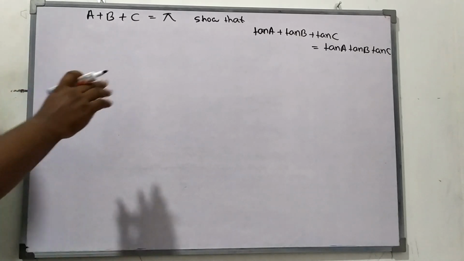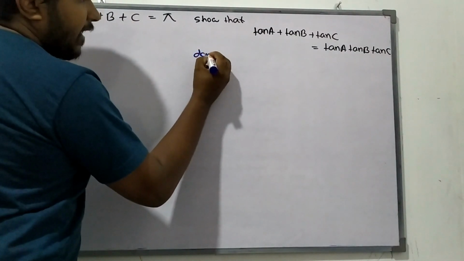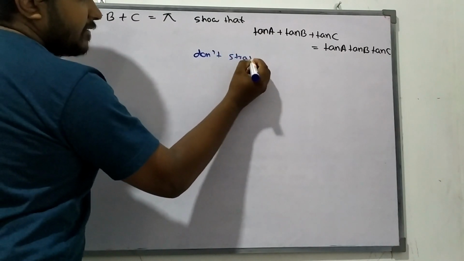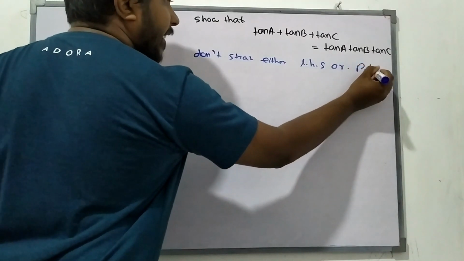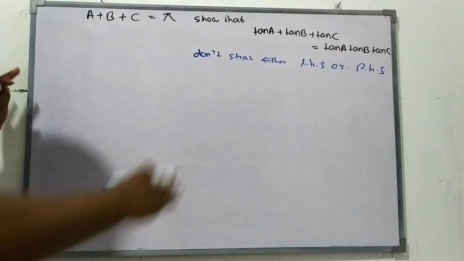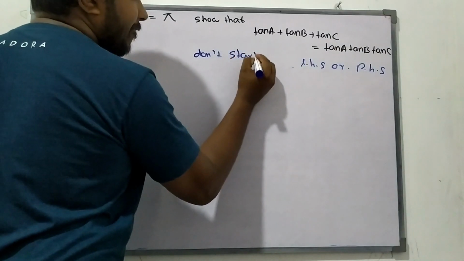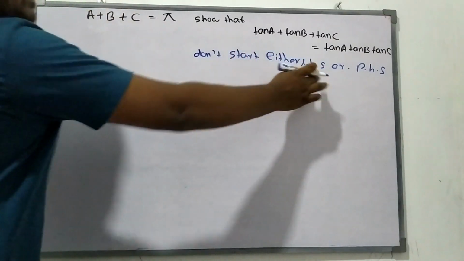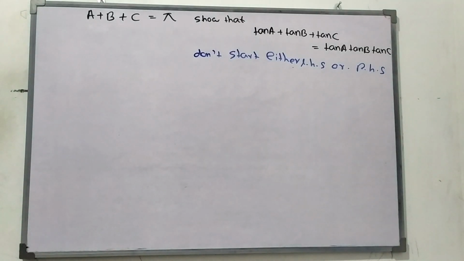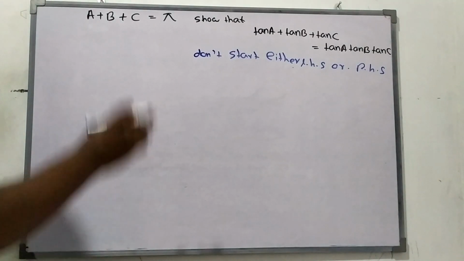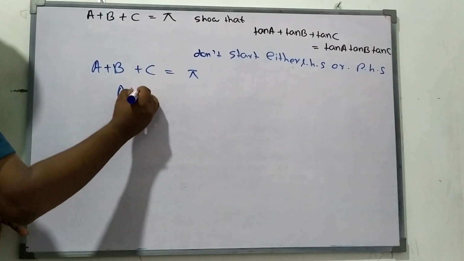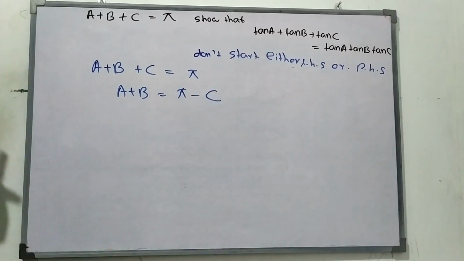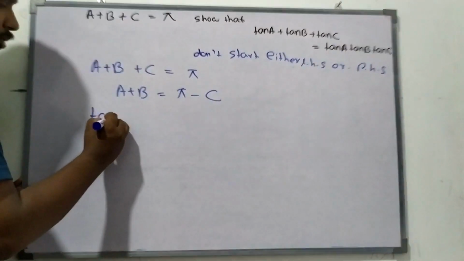So basically, don't start with either the left hand side or the right hand side. Just start this way. A plus b plus c equals pi. A plus b equals pi minus c. Right? Then take tan for both sides.